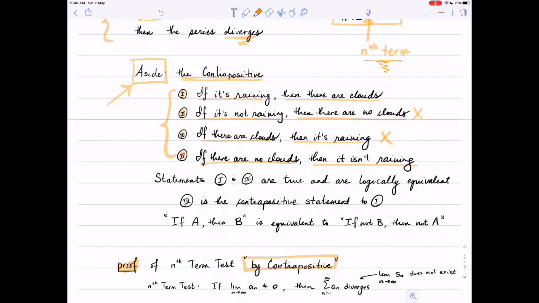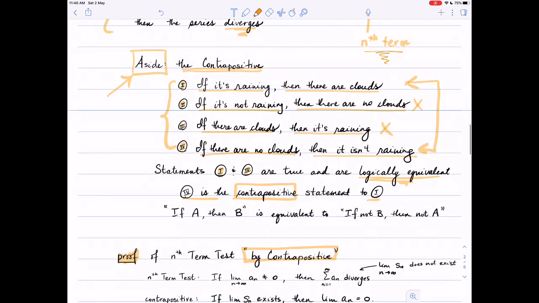And the fourth statement, if there are no clouds, then it isn't raining. Well, that one is true as well, right? Because of the same reason. The same reason that the rain has to come from somewhere, and if it comes from clouds and there are no clouds, well, then it's not raining, right? So statements 1 and 4 are both true statements, and they actually are logically equivalent. 4 is what is called the contrapositive statement to 1.